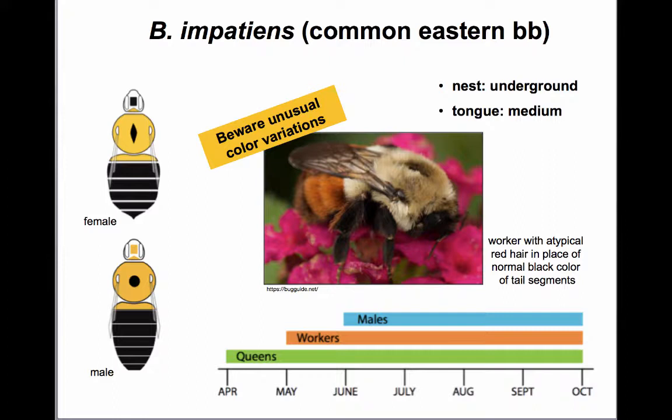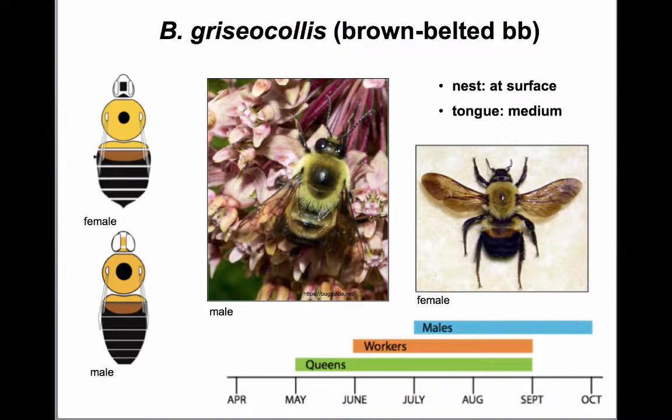Another of our common species is Bombus griseocollis, the brown-belted bumblebee. This one is named for a brown-colored half-moon shape on T2. So T1 is all yellow, as in Bombus impatiens, but on T2, there's this brown or rusty-colored half-moon or semicircle set into a black background.